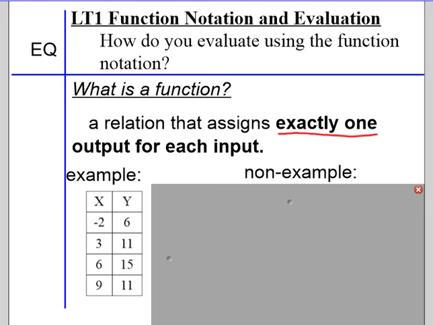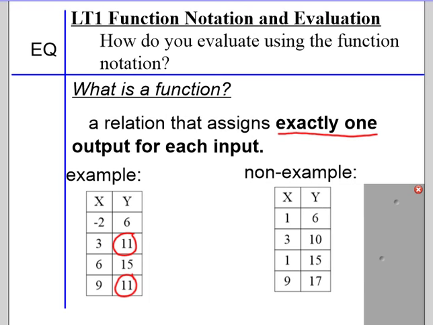We do. For -2 we get 6, for 3 we get 11, for 6 we get 15, and for 9 we also get 11. But that's okay. It's okay that we get 11 for both 3 and for 9. All right, so there's exactly one output for an input. 3 outputs an 11. It doesn't output anything else. 9 outputs an 11. It doesn't output anything else. So we're okay. This is a function.